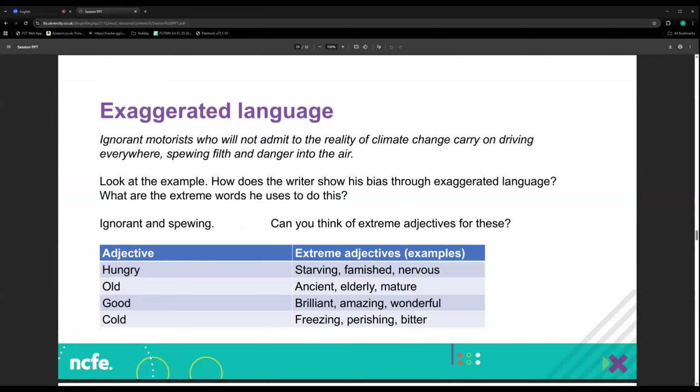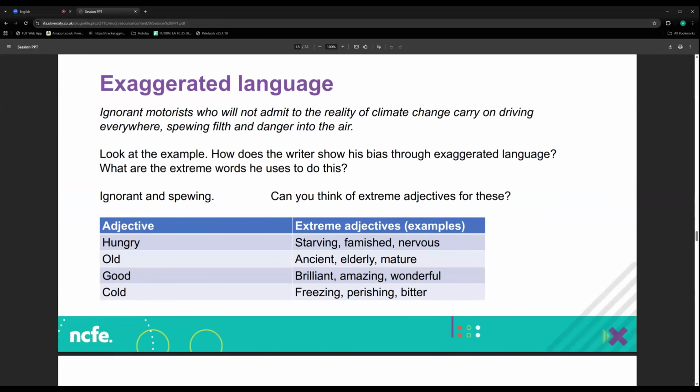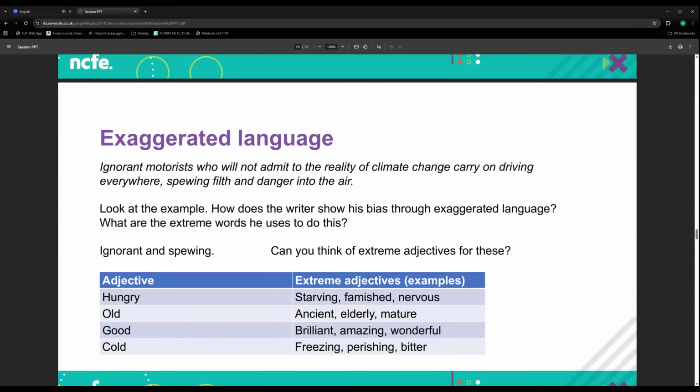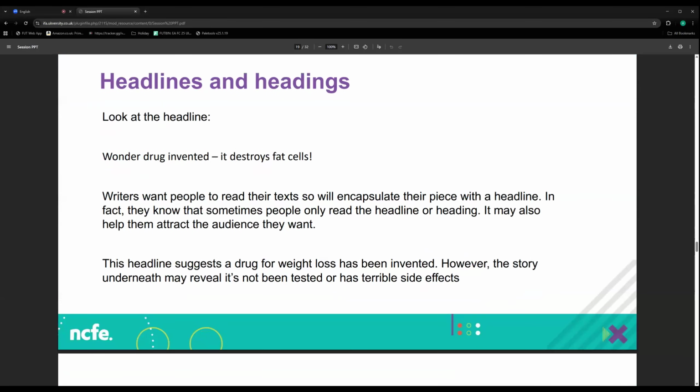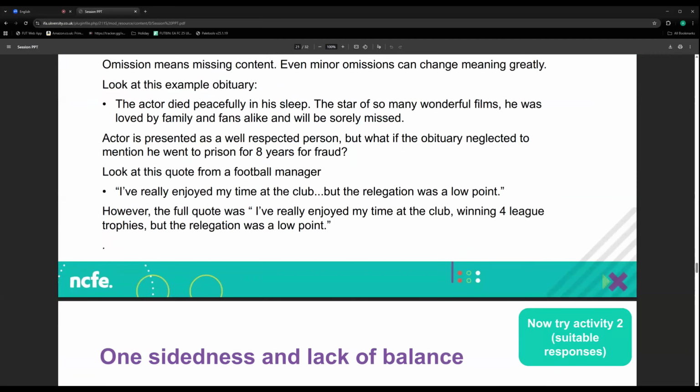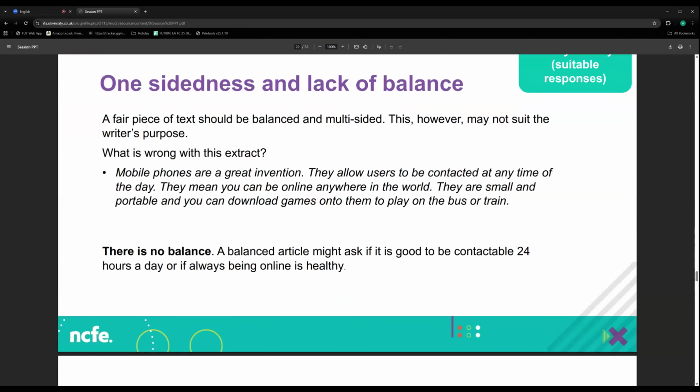So exaggerated language, just like if I dropped my ice cream on the floor and I was like, this is the worst thing that's ever happened to me. There's probably some bias there, you know what I mean? I'm trying to make people feel bad for me, maybe. I'm exaggerating how bad the actual incident was. And then I think everything else makes sense now.